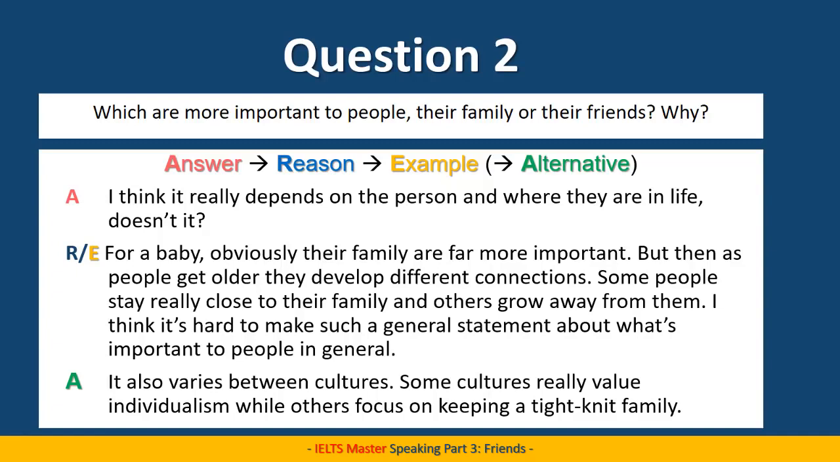So in this question too, you'll notice that we have the A, but then the R and the E are together. I think for this question, especially because it asks why, it's very unnatural for me to separate the reason and example. But I also include an alternative here. In the beginning, I talked about whether family or friends are more important to people. I said that it depends on where a person is in life, but down at the bottom, my alternative is that it also depends on their culture. Okay? So that's an alternative answer.